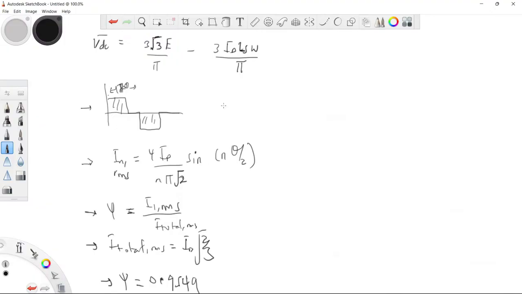Now, we also know that for single phase, we saw this formula: 2 ID LS is equal to what? To find the overlap angle, it's equal to E over omega times (1 minus cos mu). We saw that, right?